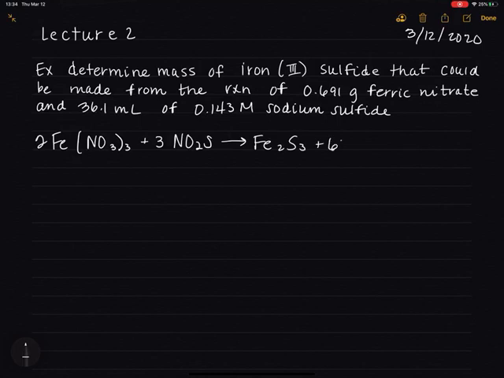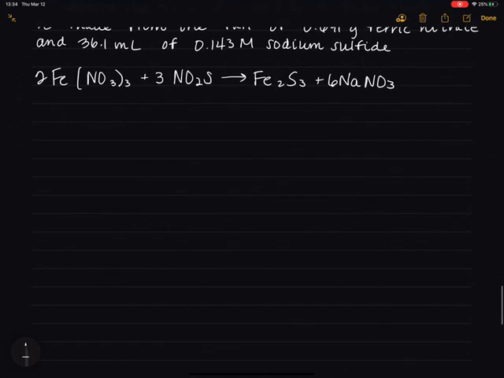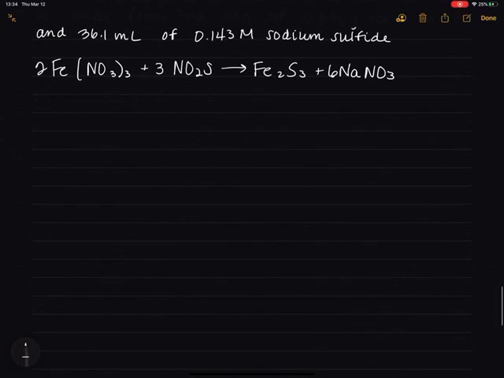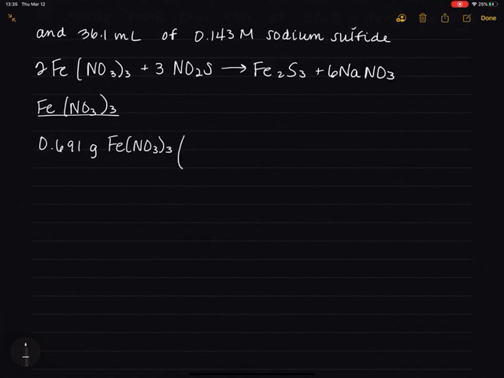I use the stoichiometry coefficients in my equation to provide my conversion factor. What's going to go in my numerator? A 1. Where did that 1 come from? That's in front of the Fe2S3. What goes in my denominator? 2. That's where my 2 is going to show up. So this will tell me the moles of the iron sulfide that I could possibly make.